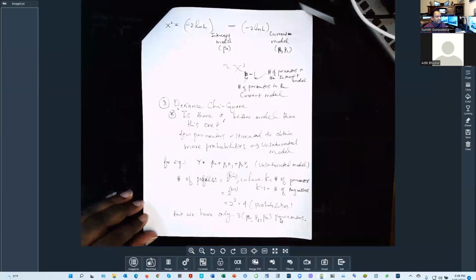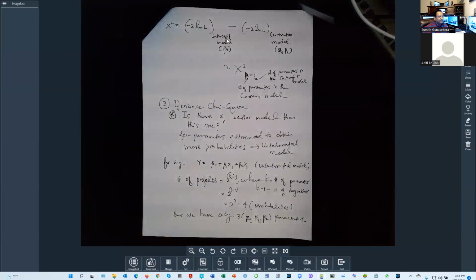See, this is the chi-square for the intercept model, that means beta naught only, minus the covariate model or current model. And here the degrees of freedom should be p minus 1. So this is the number of parameters in the current model minus the number of parameters in the intercept model, which is 1. This is p many parameters. Okay.